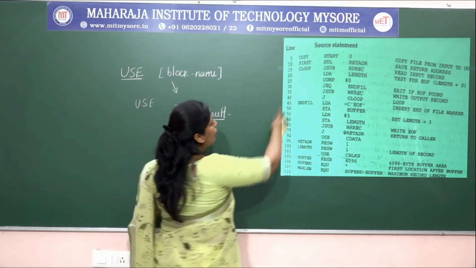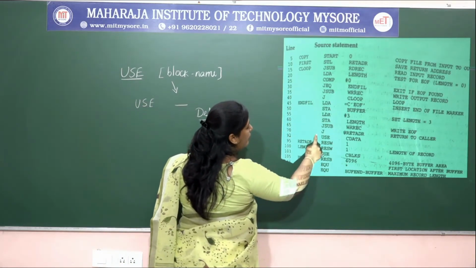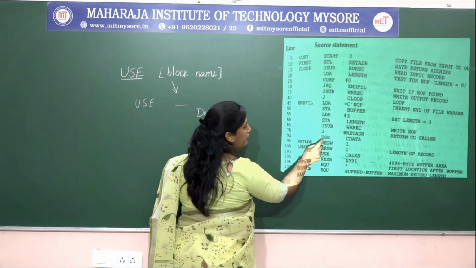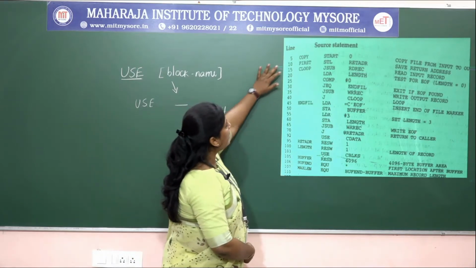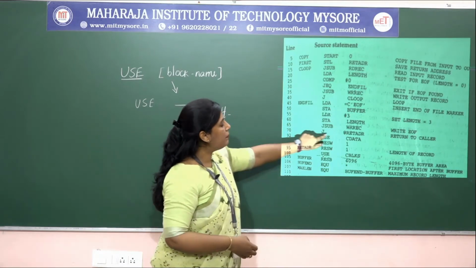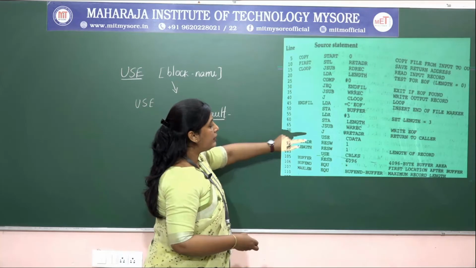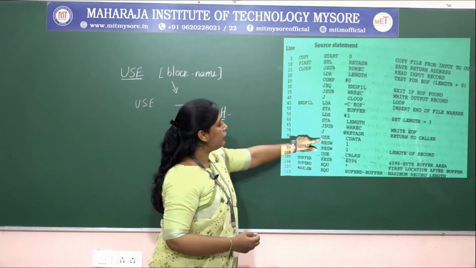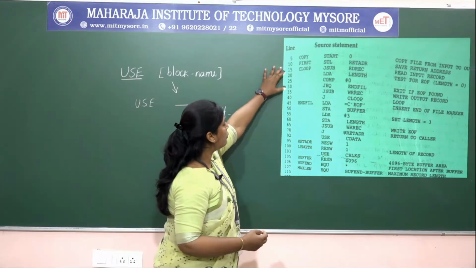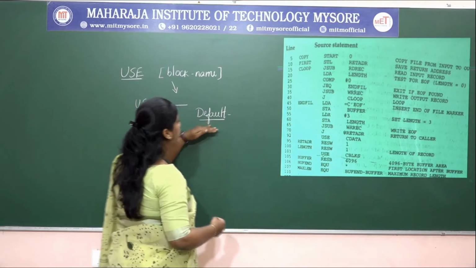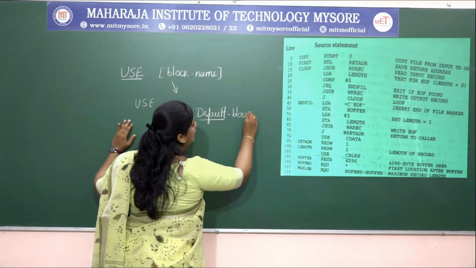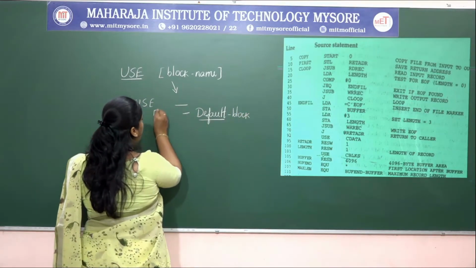So it is going to copy all the instructions until it encounters the USE assembler directive in that program. It is going to scan all the instructions from line number 5 to line number 70, up to the jump at the return address. At line number 92 it encounters the USE assembler directive. Until then, it is copying all the instructions into the default block. So this is called the default block. This is block 1.